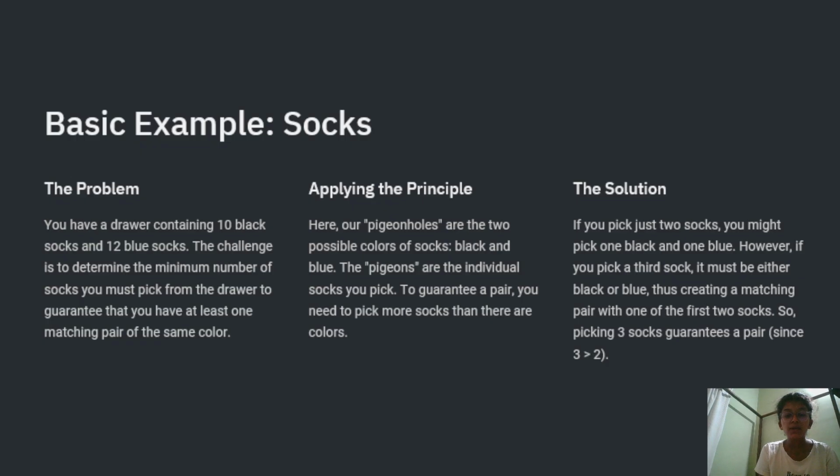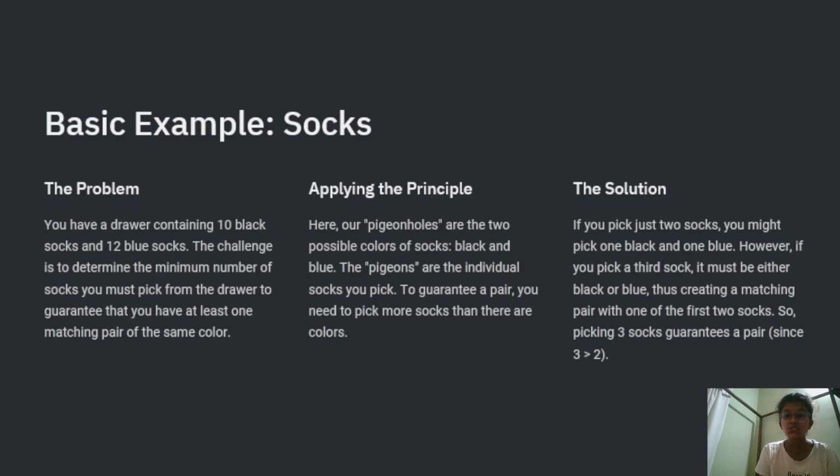When we apply the pigeonhole principle, where n is greater than m, our pigeonholes are the two possible colors of socks, black and blue. Consider black as m and blue as n. The pigeons are the individual socks you pick. To guarantee a pair, you need to pick more socks than there are colors.